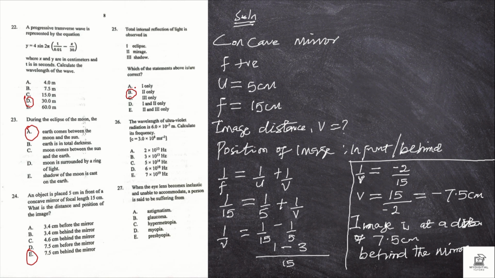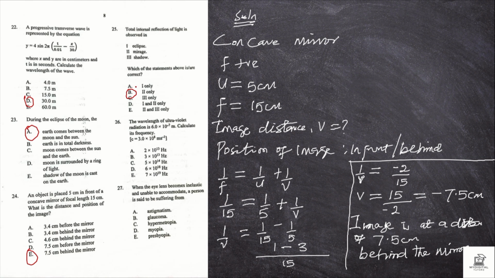It is as a result of what? Total internal reflection of light. As light travels from a denser medium to a less dense medium, then when it crosses a particular angle known as critical angle, instead of refracting, it will reflect back into the denser medium. That is total internal reflection. And that will cause the observer to see as if there is a pool of water in front of him. But when you get there, it will disappear again. That is optical illusion. Are we together?